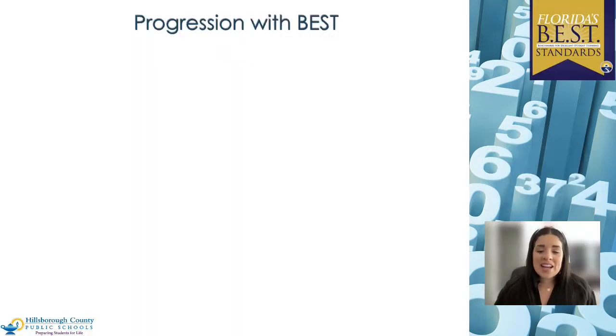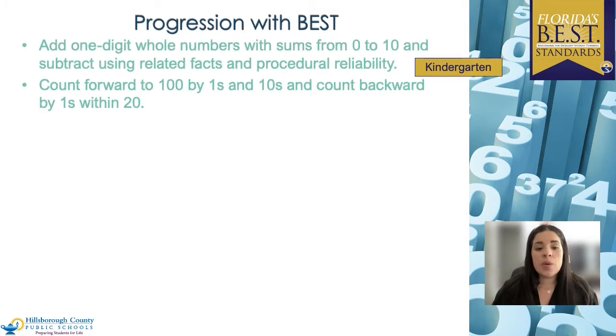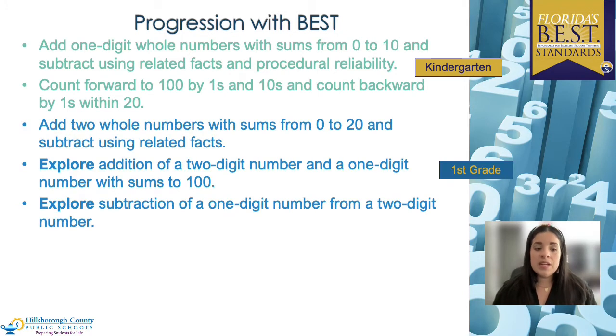Welcome back. Now let's take a look at the progression within the BEST standards. Here's a look at what kindergartners were expected to know by the end of last year. They were adding and subtracting from 0 to 10 with procedural reliability. They were also counting forward up to 100 and counting back from 20. Now take a look at what first graders will be expected to do by the end of this year.